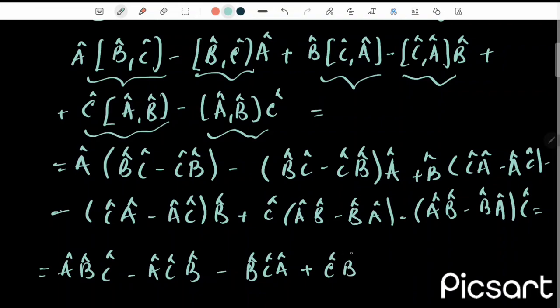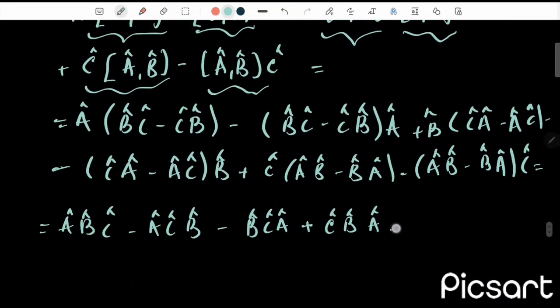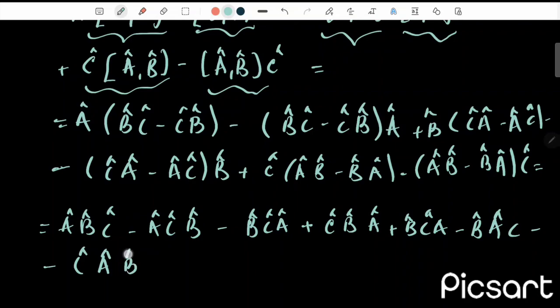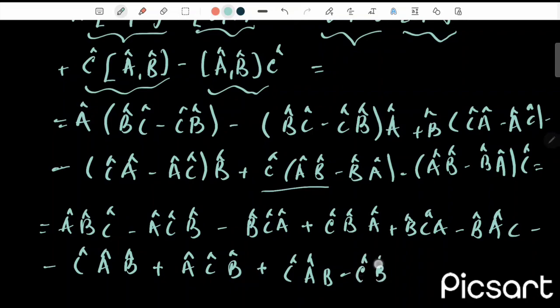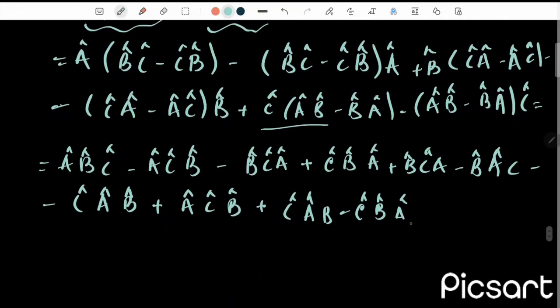Okay, and now we have ABC minus ACB minus BCA plus CBA plus BCA minus BAC minus CAB plus ACB plus CAB, I'm here, minus CBA, minus, now I'm here, ABC plus BAC. Okay, for now we must only compare terms to get 0.